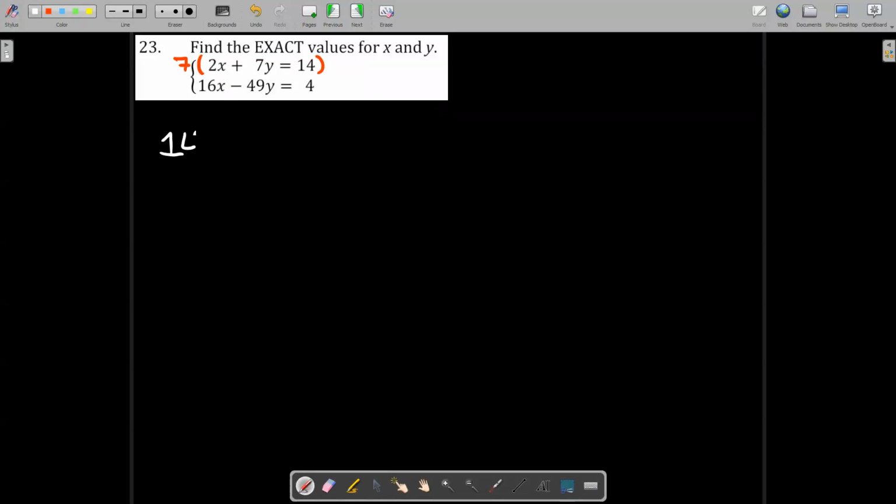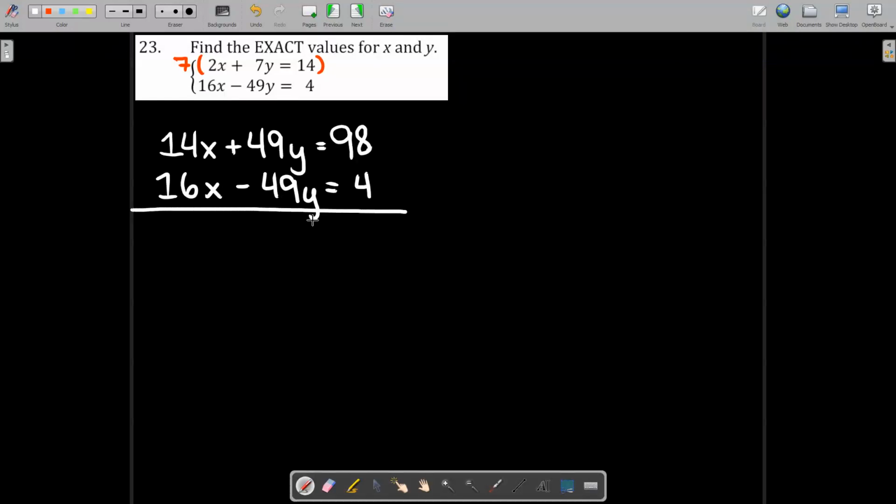So that would be 14x plus 49y equals 7 times 14 is 98. And then the second equation remains unchanged. Then we are going to add these together, straight down. 14x plus 16x equals 30x. We cancel out our y values. 98 plus 4 is 102.